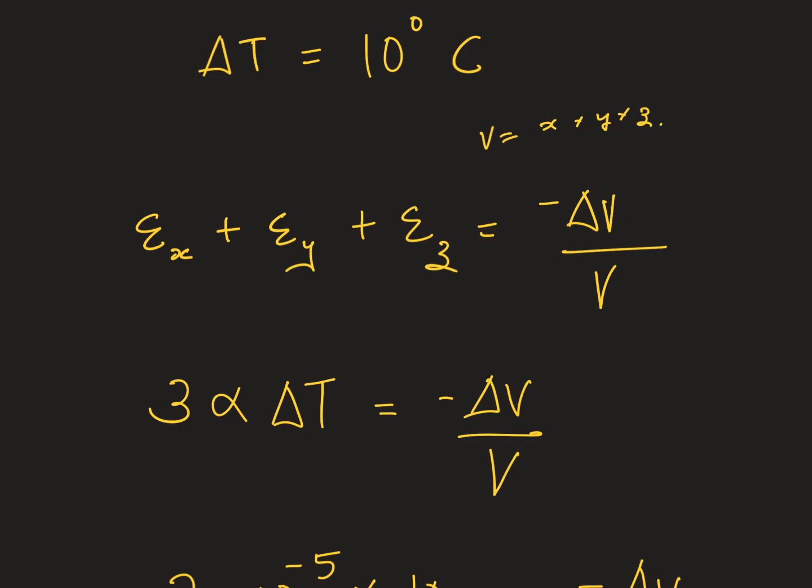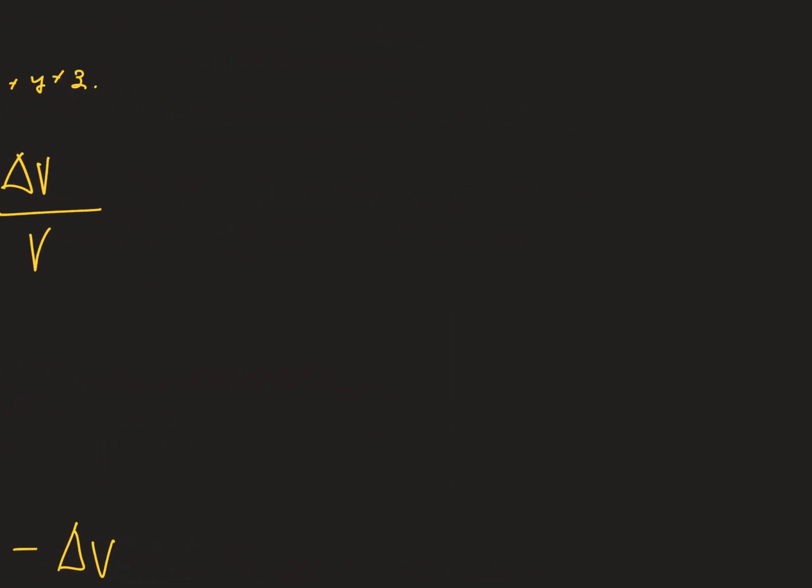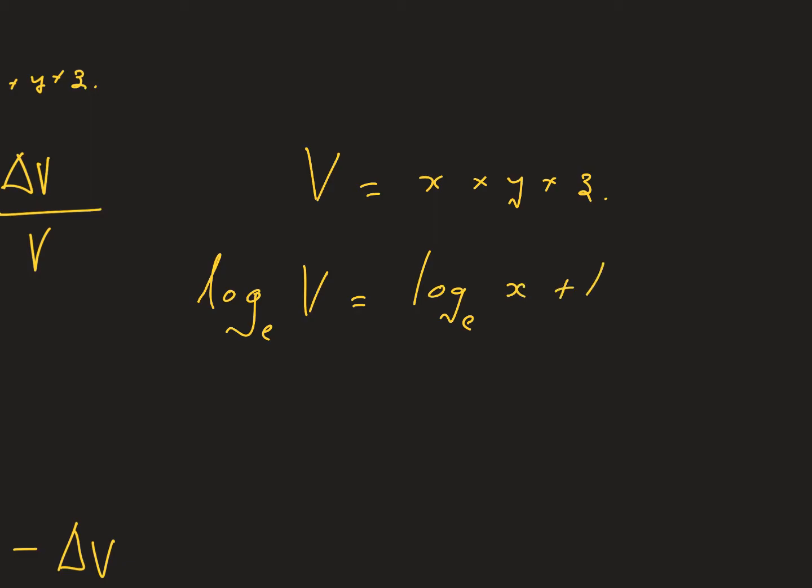For those who are not so comfortable with the math, I can explain that. The volume can be written as a product of the three dimensions, V equals x times y times z, and if you take the logarithm on both sides, you end up with this expression: log x plus log y plus log z. Now if you take the derivative, the derivative of log x is 1 by x, so you will end up with this expression.